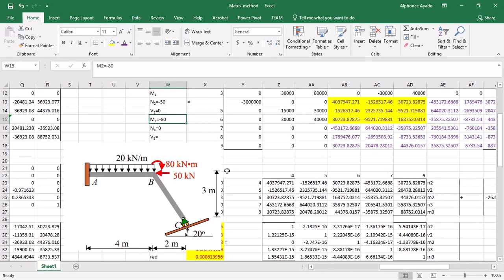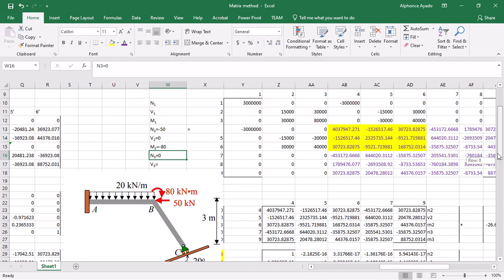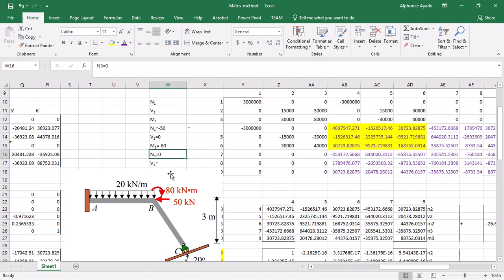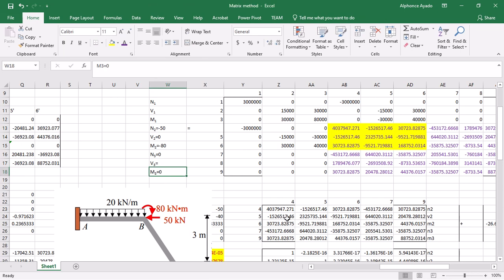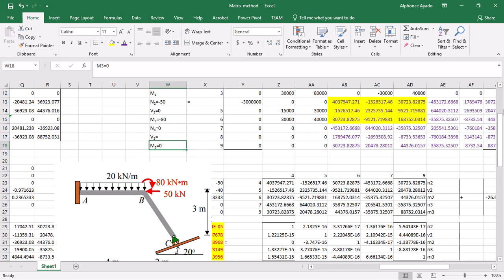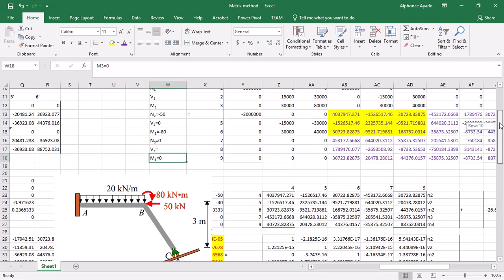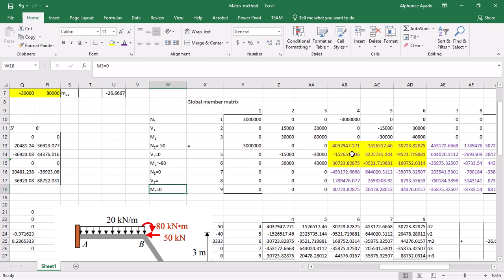At node 3, because of the roller, N3 is 0, that is known. Also the moment, because the roller is a pin, the moment is 0. So you isolate these points as written. So this corresponds to 4, 4.